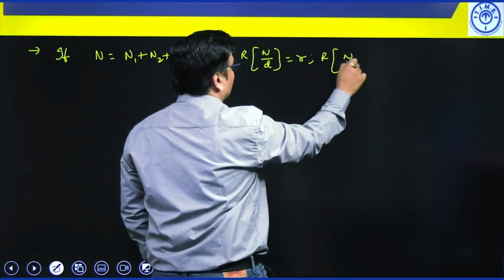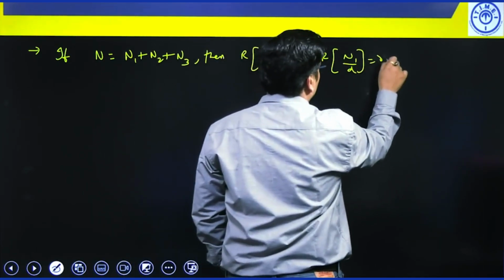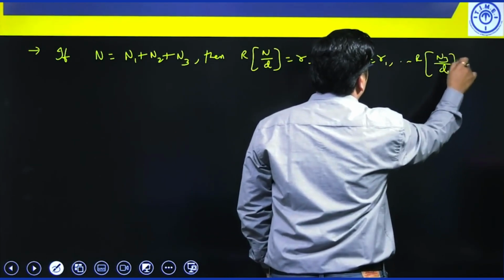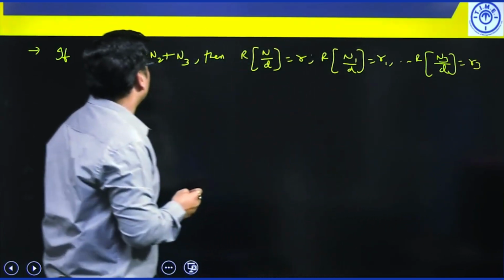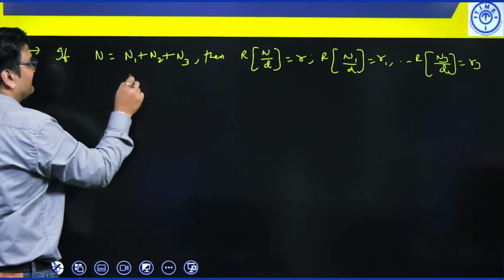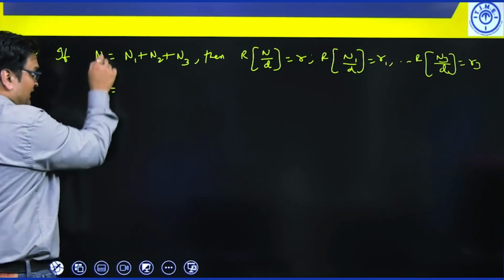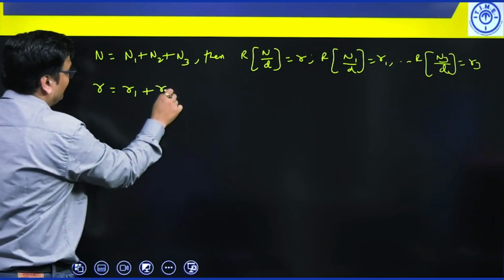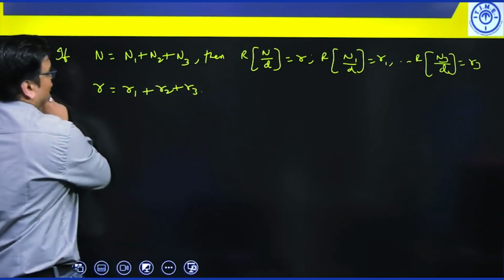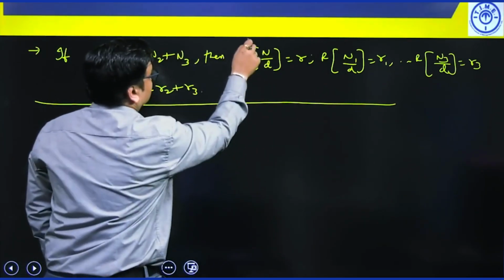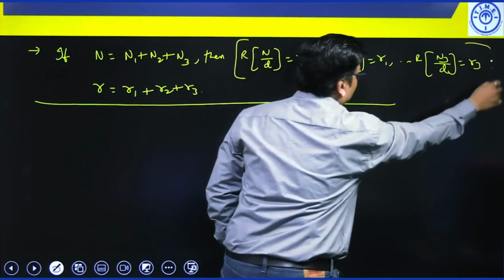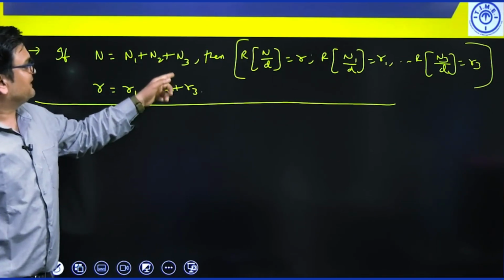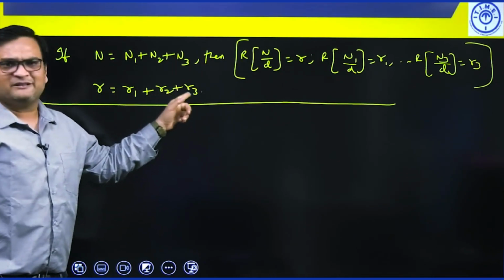The remainder when n1 is divided by d, let's say it is r1. Similarly, the remainder when n3 is divided by d, let us say it is r3. Then if n is equal to n1 plus n2 plus n3, then r, the corresponding remainder here, will be equal to the corresponding remainder in the first case plus second case plus third case. Okay, these are the notations. What is r, r1, r2, r3? That is what they are. So if n is equal to n1 plus n2 plus n3, then r will be equal to r1 plus r2 plus r3 is the point.